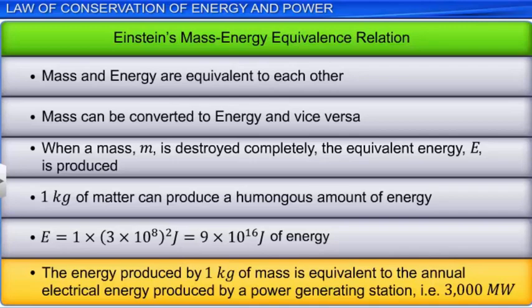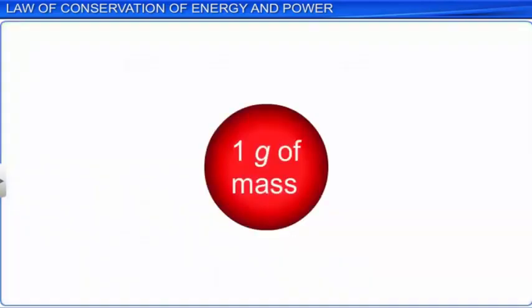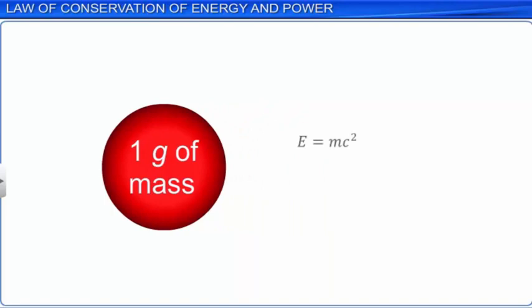Now, if 1 gram of mass is completely destroyed, the energy produced is expressed as E is equal to mc², that is equal to 0.001 × 9 × 10¹⁶, that is equal to 9 × 10¹³ joules.